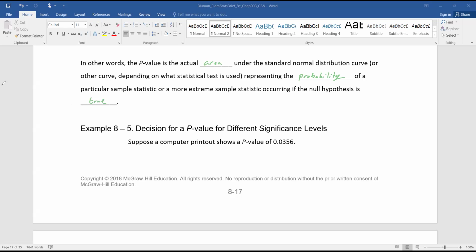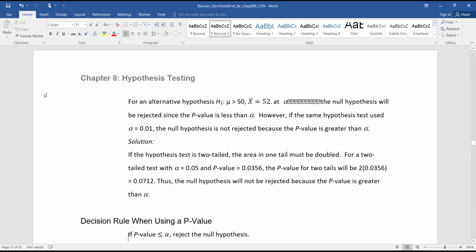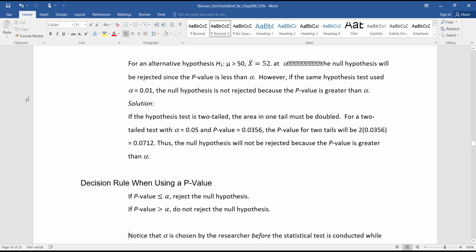All right, let's look at our first example here, example 5, the first one for the day. Decisions for a p-value for different significance levels. Suppose a computer printout shows a p-value of 0.0356. What do we do with that? Well, let's look. For an alternative hypothesis, we're stating that the mean is greater than 50. This is just a random example, and the sample mean ended up being 52.